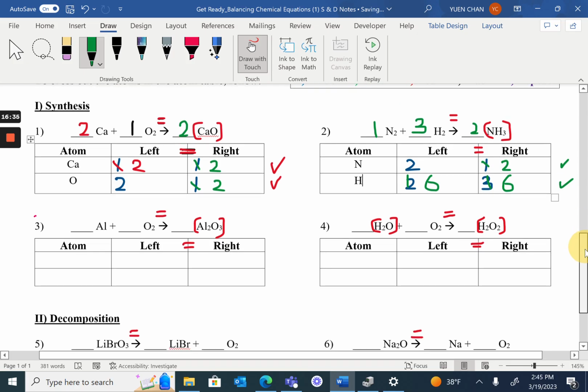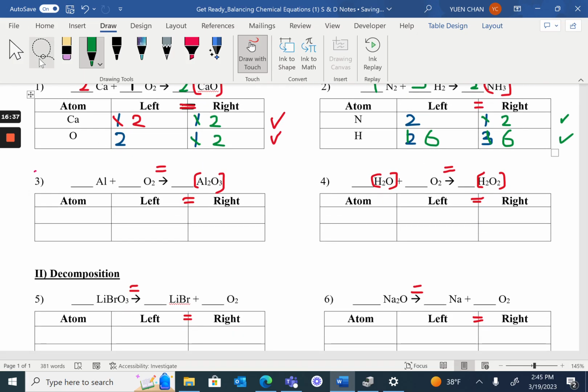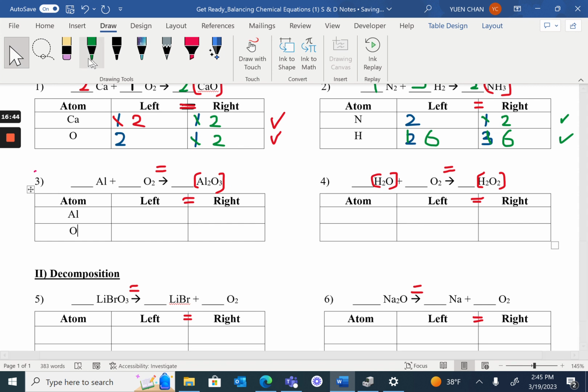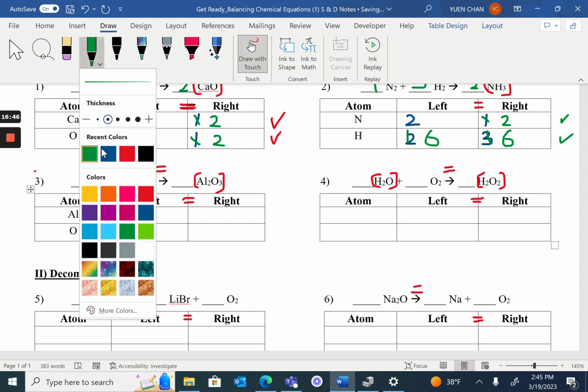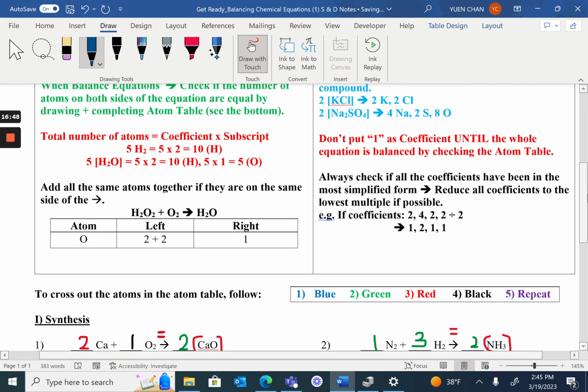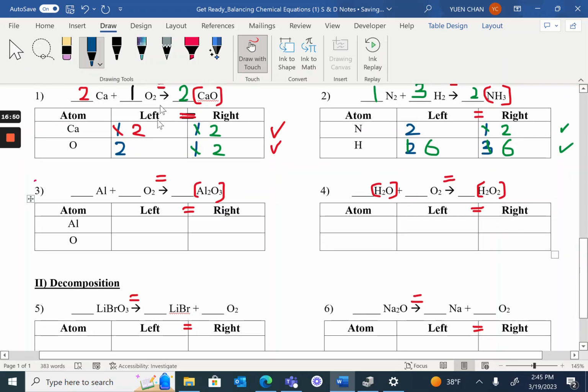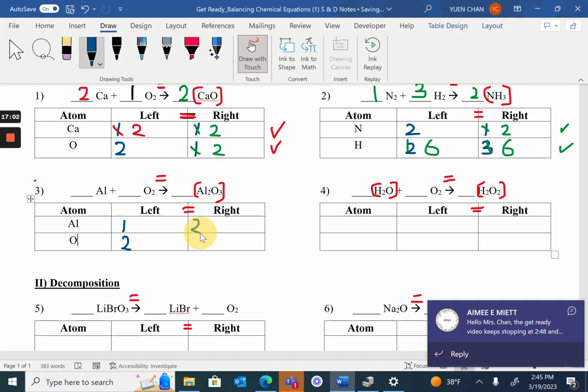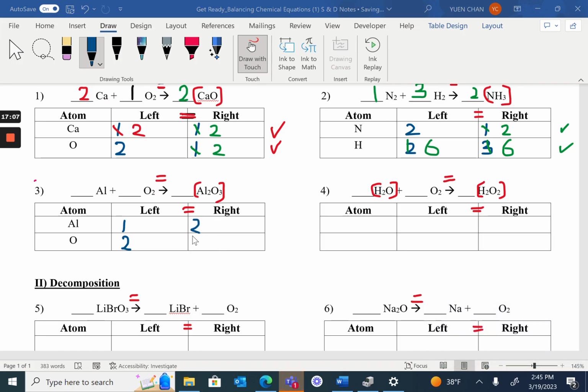Okay. So on the bottom here, I got Al and O. So I'm going to type Al and then O, right? And then on the left hand side, I have the equal sign. On the left hand side, I got 1 Al, and then I got 2 O, and on the right hand side, I got 2 Al, and I got 3 oxygen.